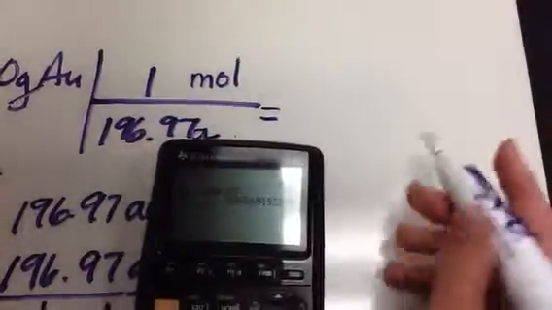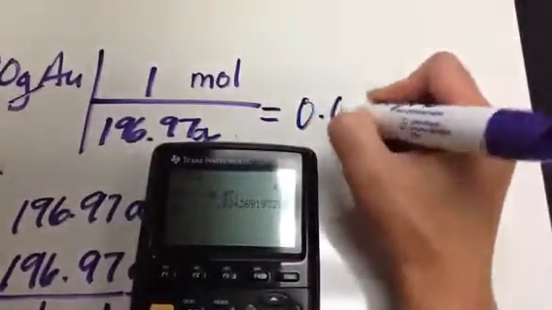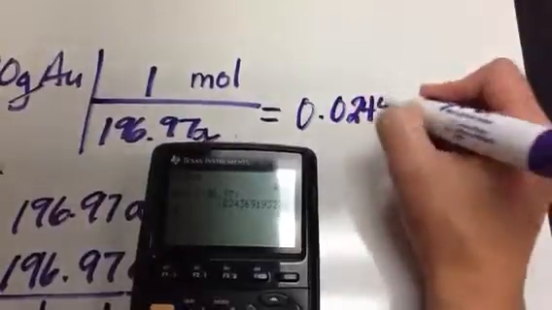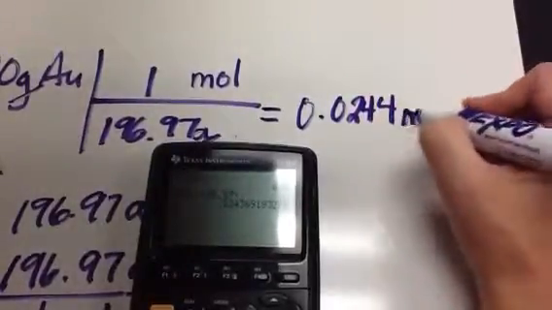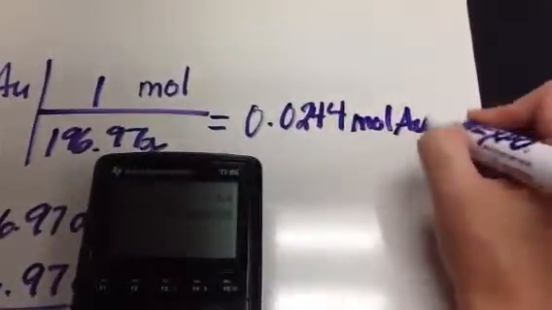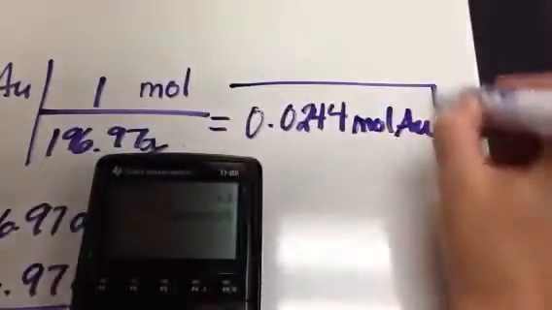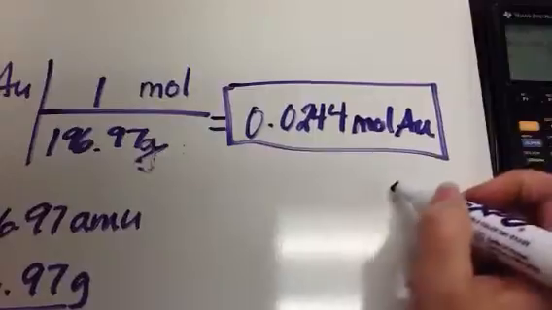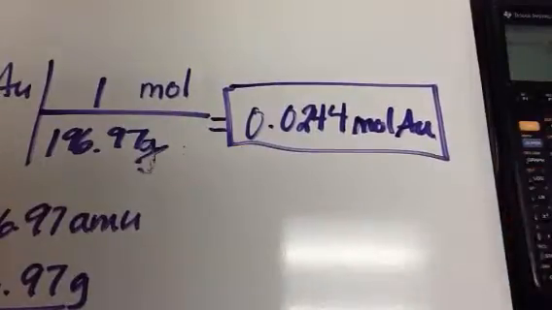So my answer becomes 0.0244, and the label is moles of gold. And box your answer. And I want the element name too, because we're going to go from one element to another element, so that becomes significant.